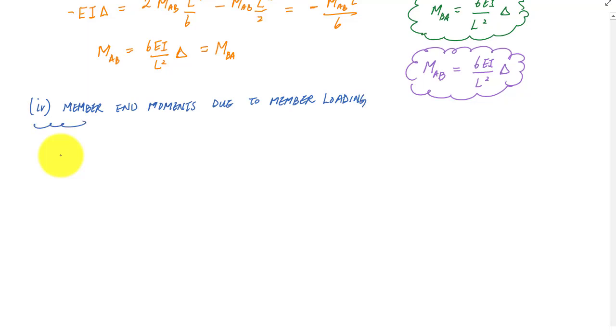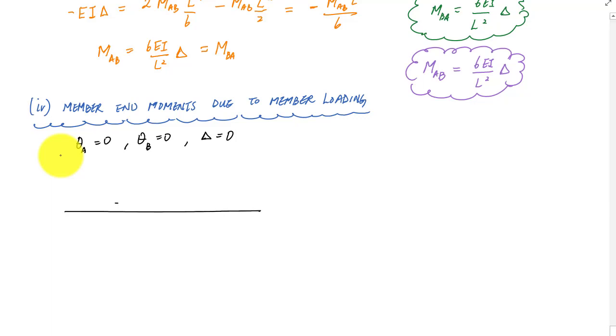Doesn't really matter. But according to the principle of superposition, we've already accounted for the rotation at A, the rotation at B, and this relative displacement. And so we have to make sure that whatever model we use for the member end moments due to the member loading, we have the slope at A equal to 0. We need the slope at B equal to 0. And we better not have any relative displacement. All those. So that really screams to us a fixed member.